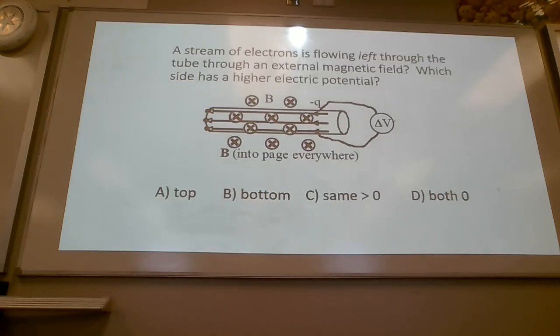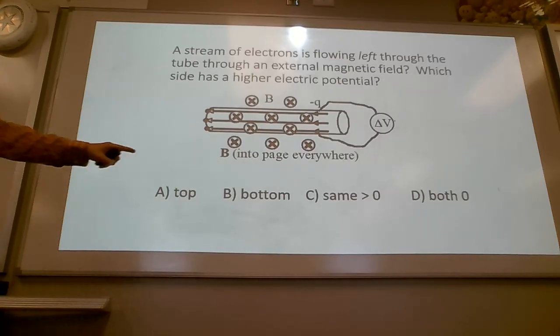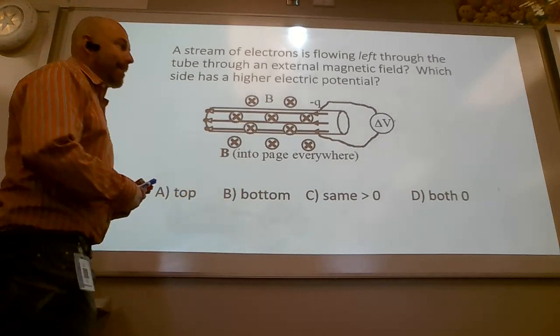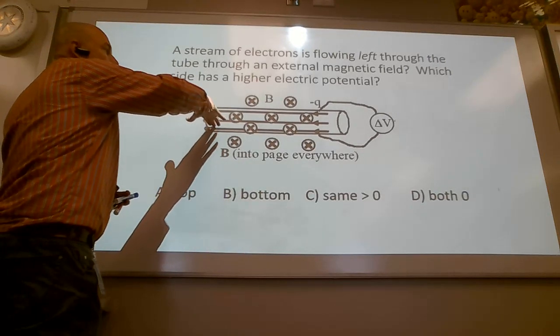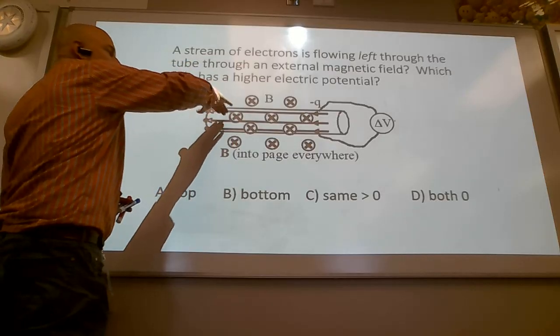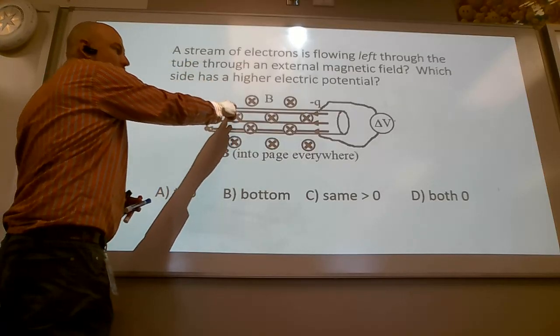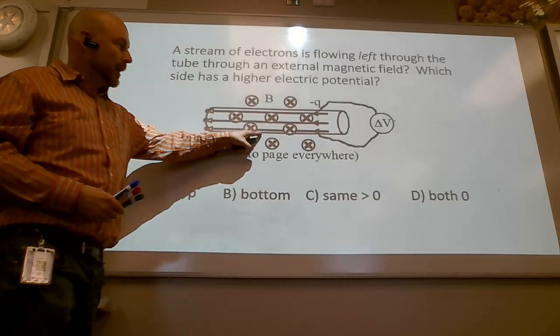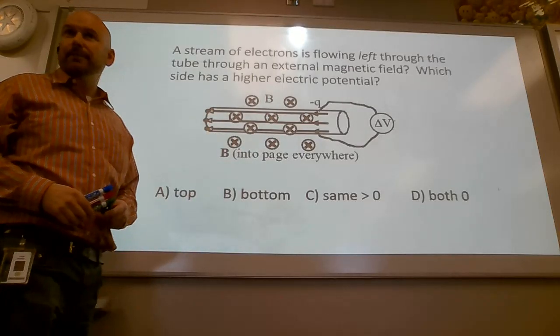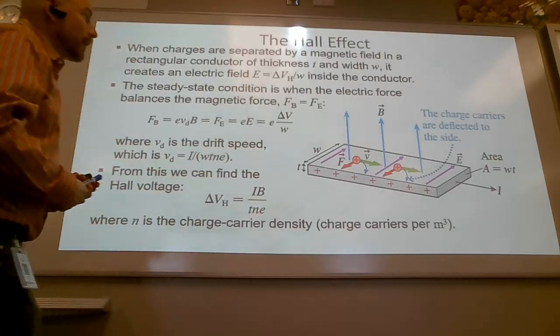I thought it was like a ground wire. Correct answer is bottom. Okay. Electrons are being forced up. So this has a lower electric potential than this. This has a higher electric potential. Good? Okay.